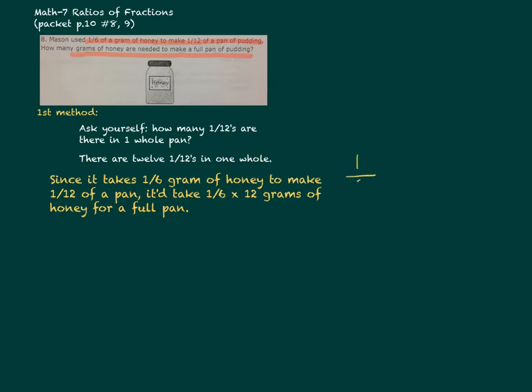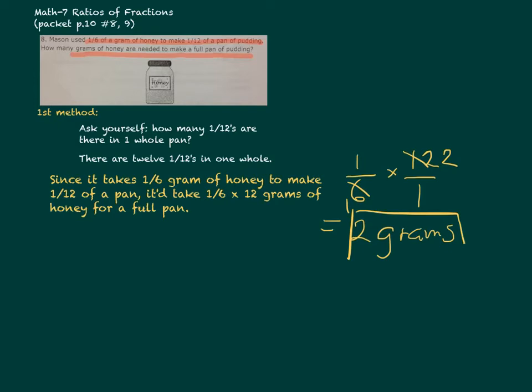And then that will find you the amount of honey you will need for one whole pan. Okay, so 1/6 times 12, you make it 12 over 1. You can cross cancel. So it takes 2 grams of honey. Okay, so that is the first method. And now let's talk about the second method that involves a complex fraction.